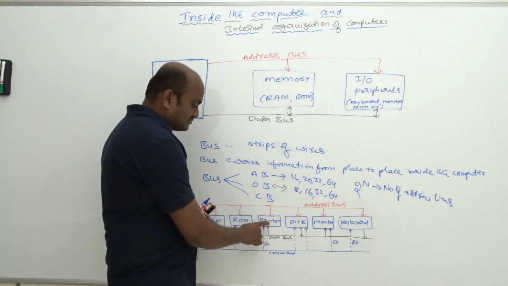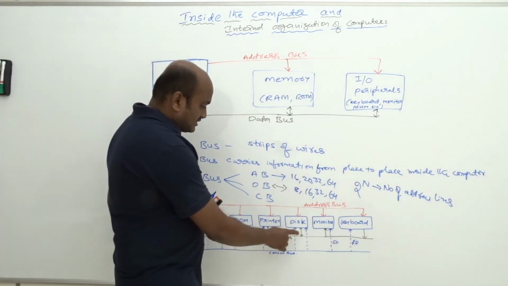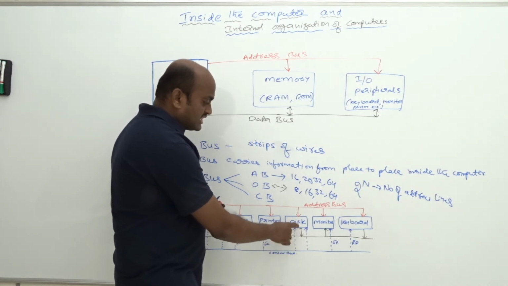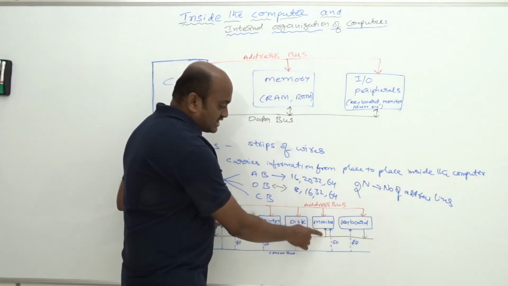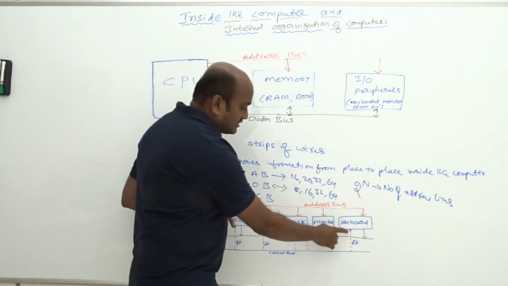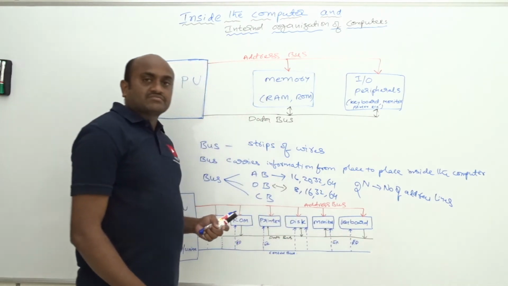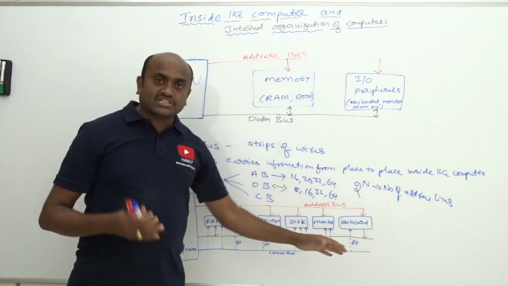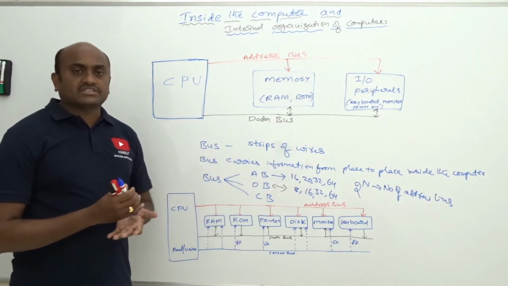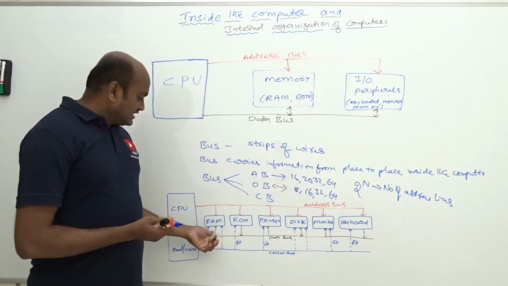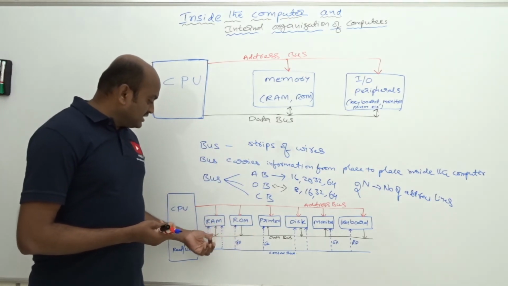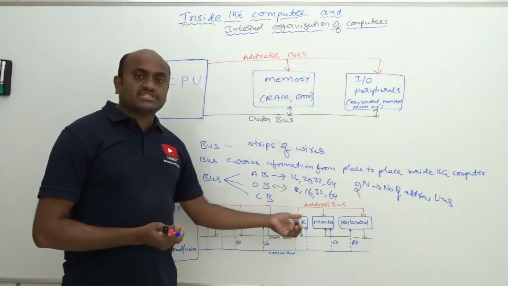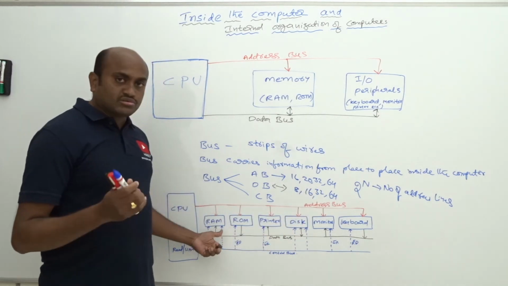Similarly, the printer is only writing, and the disk is both read and write, bidirectional. Monitor is only writing, unidirectional. Keyboard is only reading, unidirectional. So even though the data bus is bidirectional and can carry data to and fro, the direction will be decided by the type of device with which it is connected. So that point you have to note.